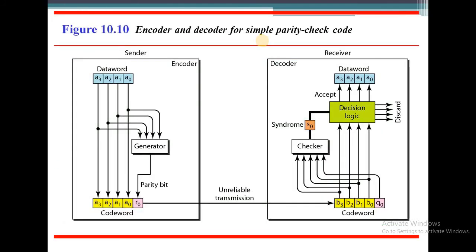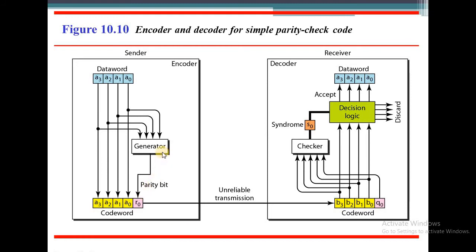This diagram is going to show the same thing. Here you have a 4-bit data word, that is A0, A1, A2 and A3, and this is given to a generator. The generator is going to take the data word and produce the redundant bits, and those redundant bits are added to the data word to produce the code words.